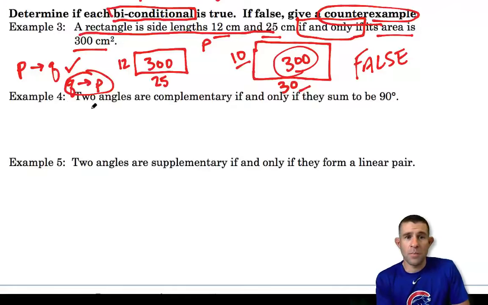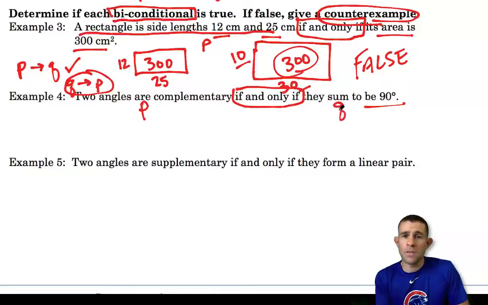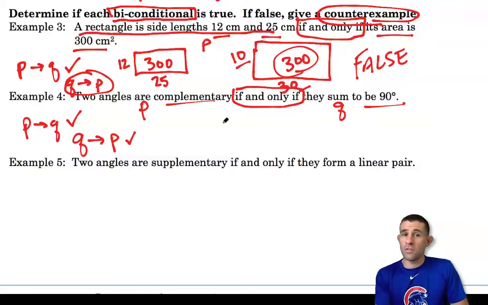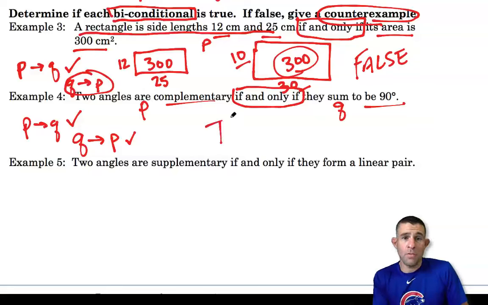All right, let's try the next example. Two angles are complementary if and only if they sum up to be 90 degrees. So again, here's my P statement, my Q statement. Let's test and see if P implies Q is true. If two angles are complementary, then they add to be 90. Yes, that is true because complementary means that they add to 90. Now let's take the converse of that. Q implies P. If two angles sum to 90, then they are complementary. Yes, that is also true. So for example 4, I cannot come up with a counterexample, and therefore this biconditional is a true statement.